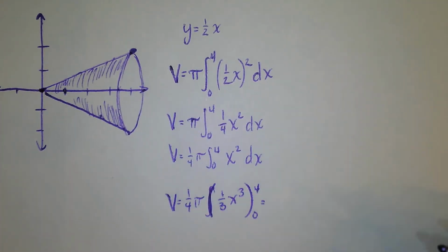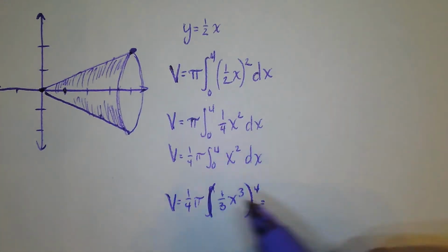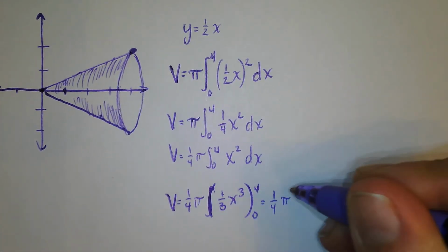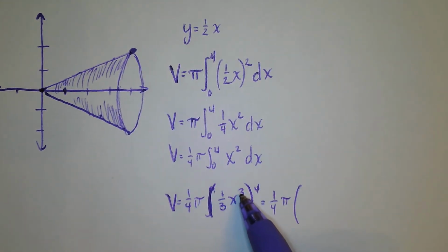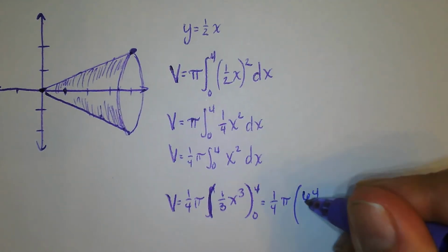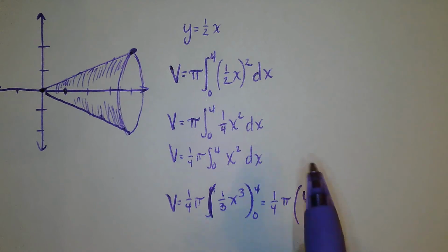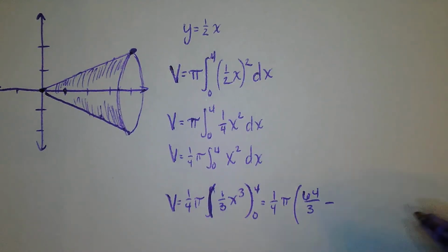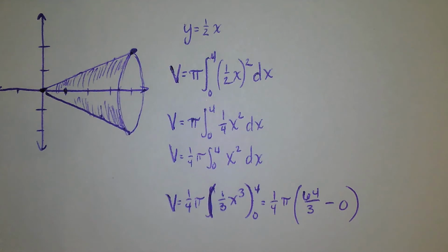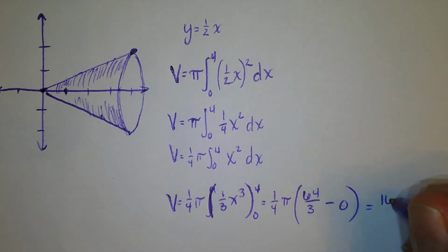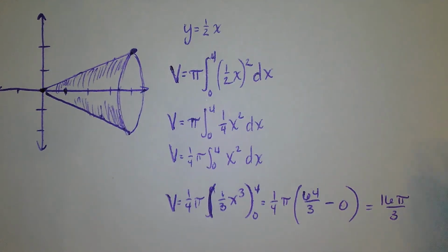All right, let's do the calculations here. So 1/4 pi, let's plug in 4. 4 cubed, 4 times 4 times 4 is 64. Times 1/3, that's going to be 64 thirds. Minus 0 cubed, of course, is 0 times 1/3 is still just 0. So it's just 64 thirds. Let's simplify that. 1/4 times 64 over 3, the 4 and the 64 will reduce. This ends up being 16 pi over 3 once all is said and done.